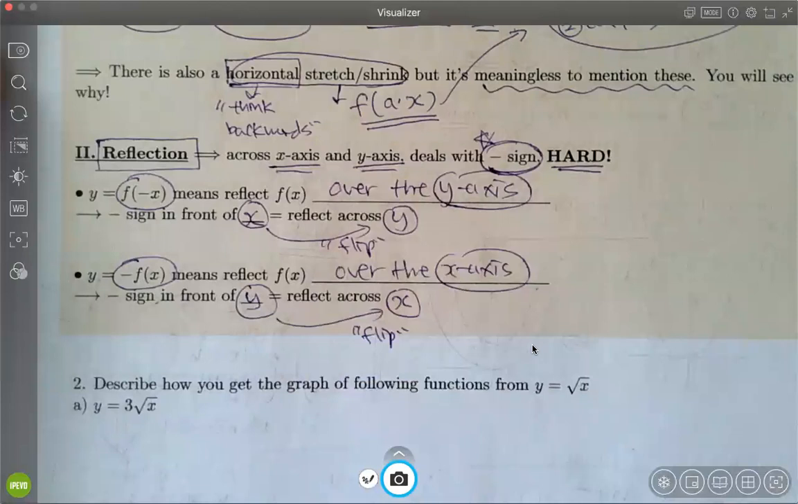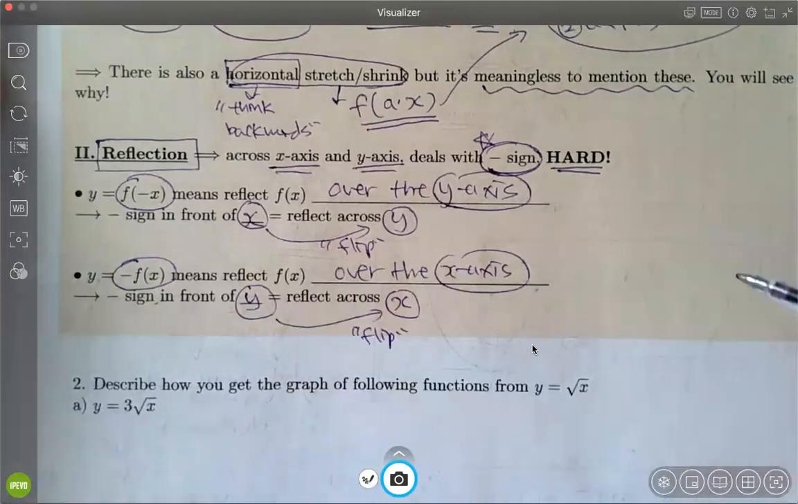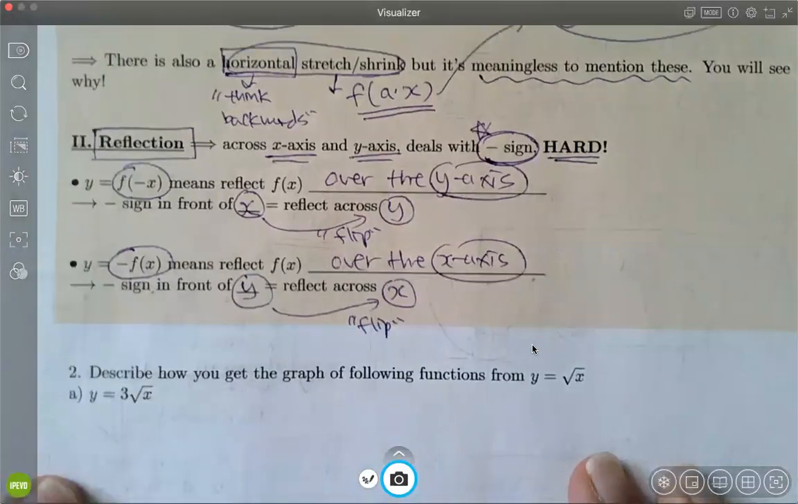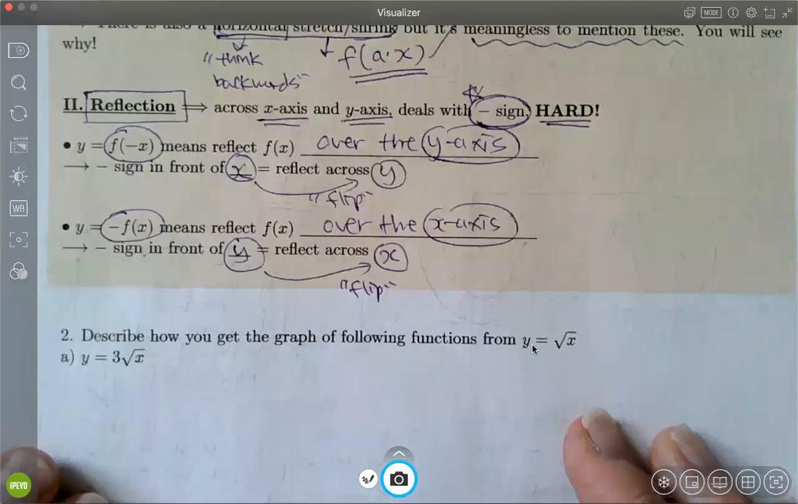Okay, so basically, in summary, the horizontal shift and stretch and shrink and reflection, those are the opposite schemes. In other words, you have to think backwards, whereas anything that comes with vertical is intuitive. Okay, so let's apply these to the following problems.